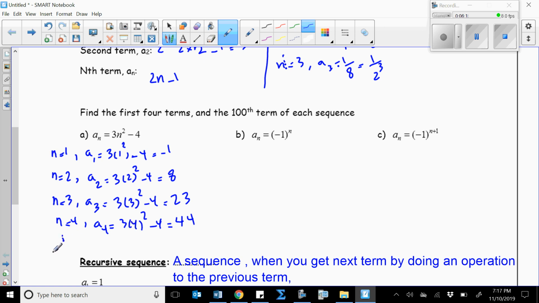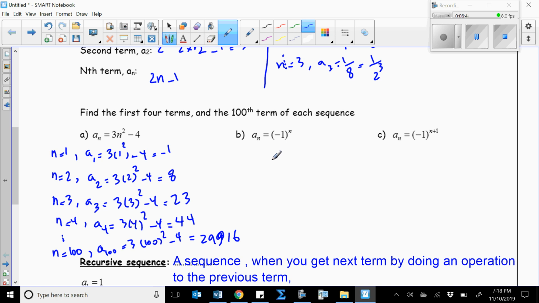And in order to find the 100th term, I'm just going to replace n with 100. So the 100th term will be 3 times 100 squared minus 4, which will be equal to 29,996.